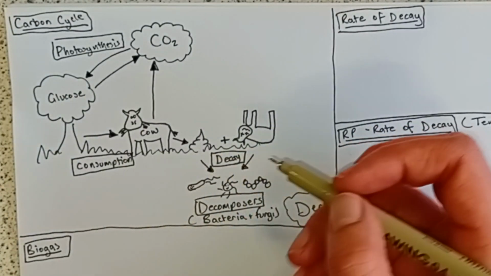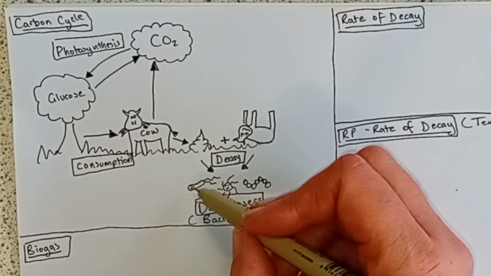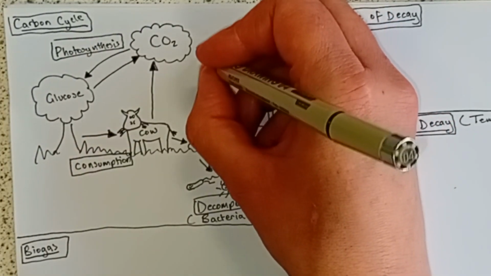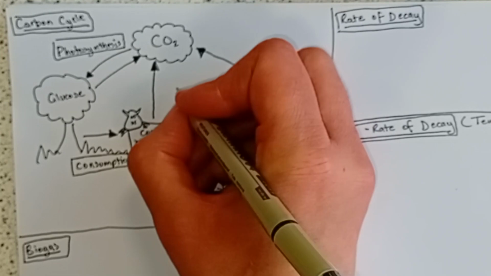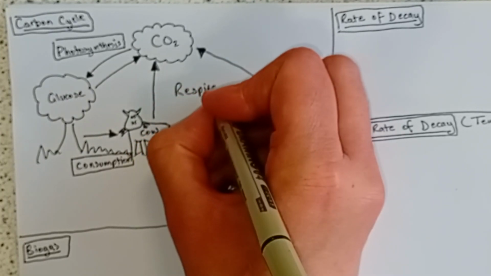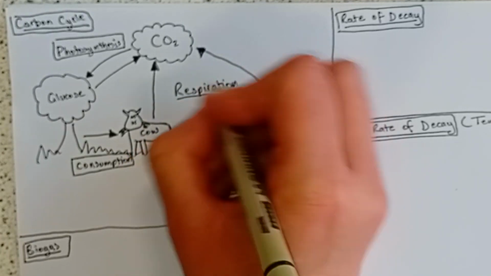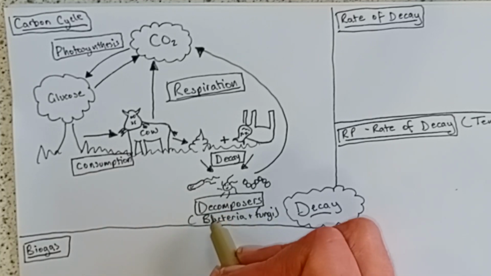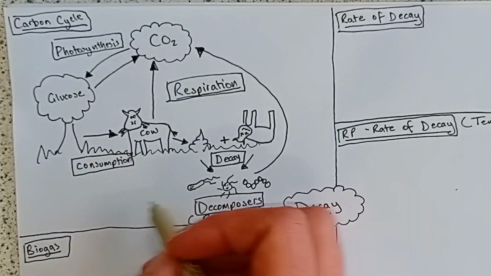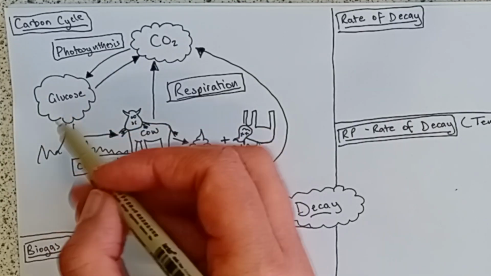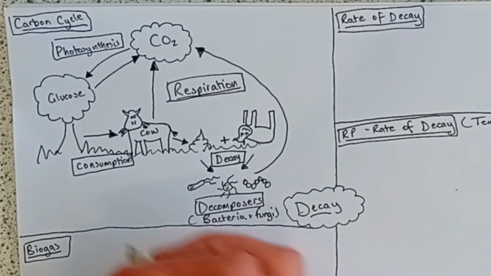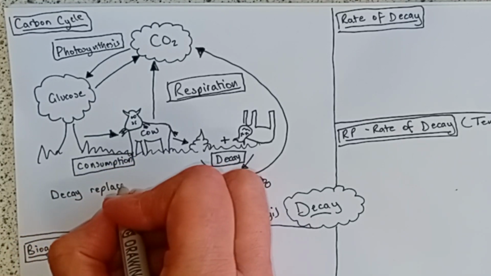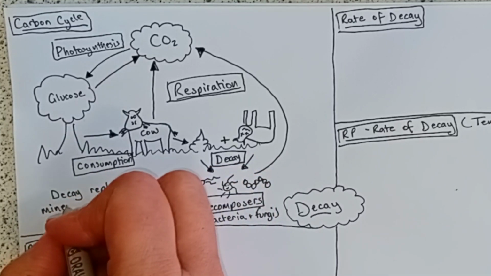And when something dies or is excreted as feces, they secrete enzymes that chop it up. And they will use some of that for energy, just like plants and animals do, via respiration. So some of the carbon will go back into the air. But also, what they do is a very useful thing, which is release minerals back into the soil. And that means that plants can take those minerals up and turn them into proteins, for example, and it can cycle back round this way. So decay replaces minerals back into the soil.